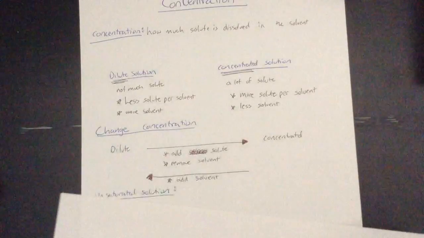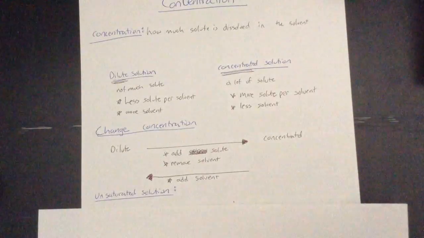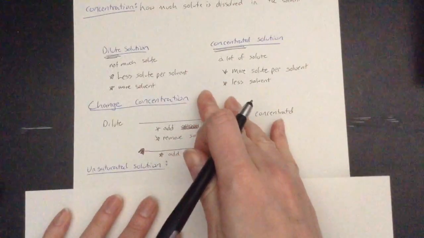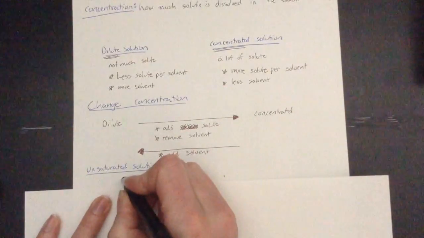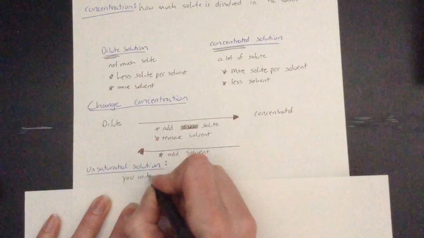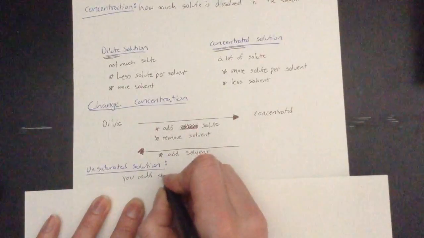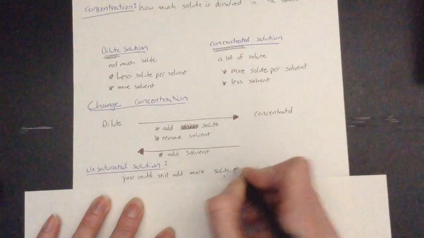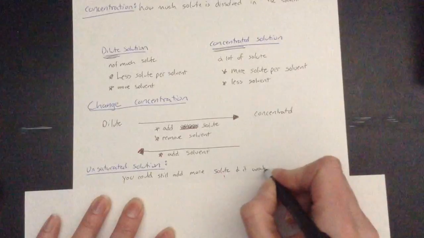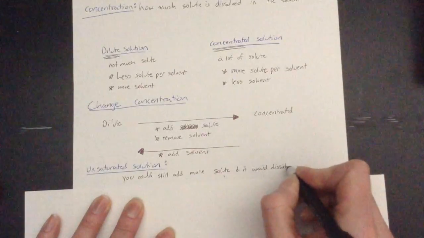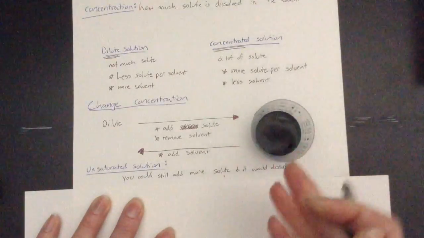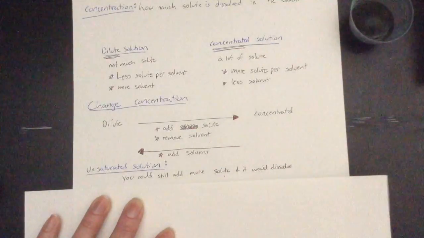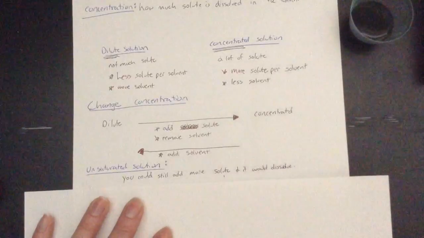Okay, so there's a couple of different terms that we use when we talk about concentrated solutions, concentrated and dilute. An unsaturated solution is one in which you could still, I'm gonna go with layman's terms here, add more solute, and it would dissolve. Think about it this way: I could continue to add more drops of food coloring, and the food coloring would continue to dissolve in there. It's not a saturated solution yet.